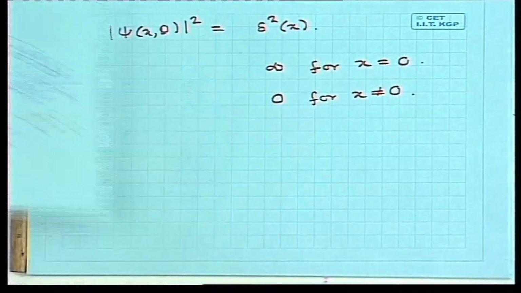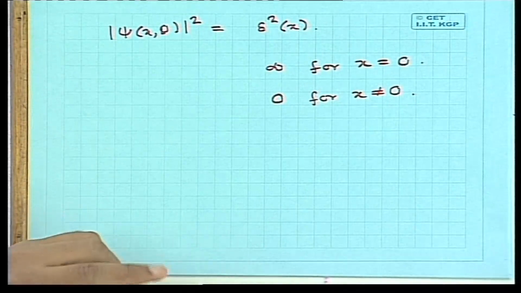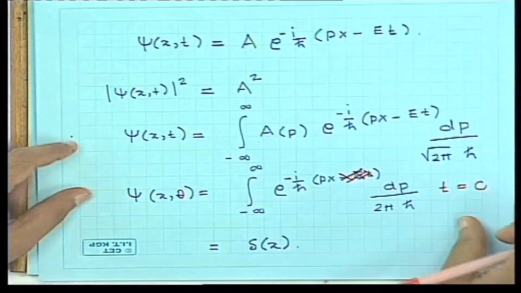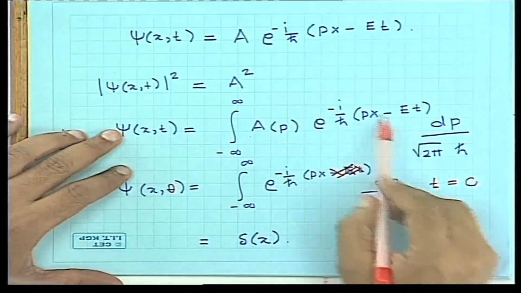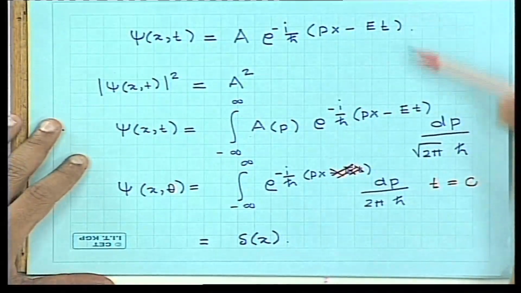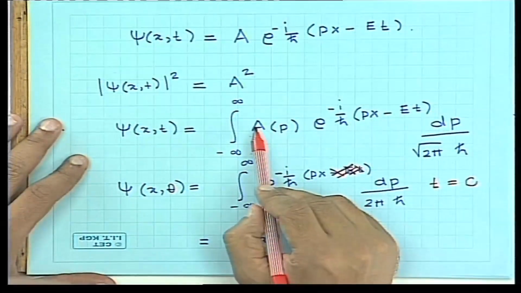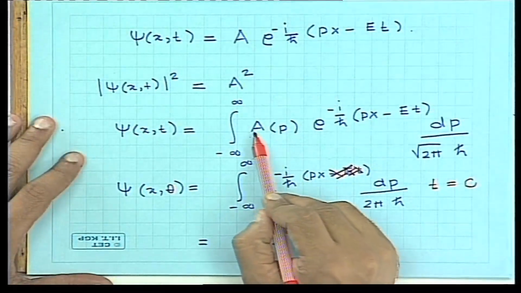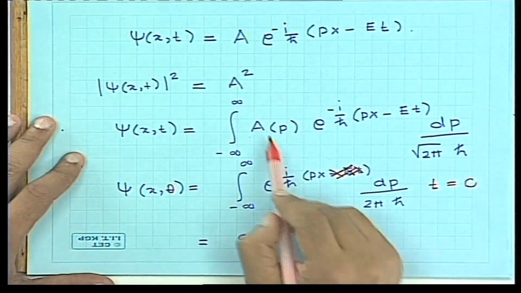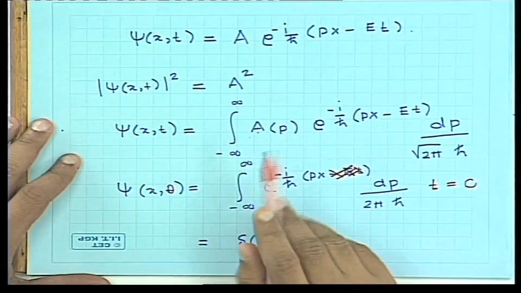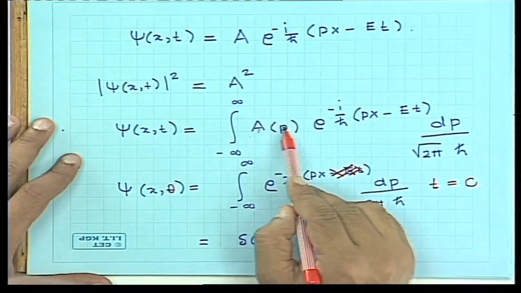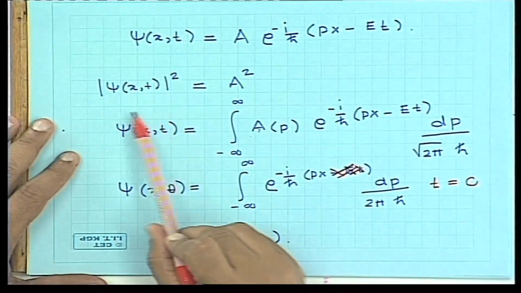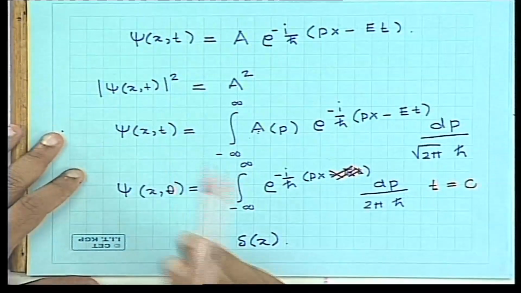In general, we shall be dealing with wave functions which are superpositions of different wave functions with different momenta, but the different waves with different momenta will not get equal weightage. So the function a of p will in general not be a constant, and we shall use this to construct well-defined and well-behaved wave functions which do not blow up at any point.